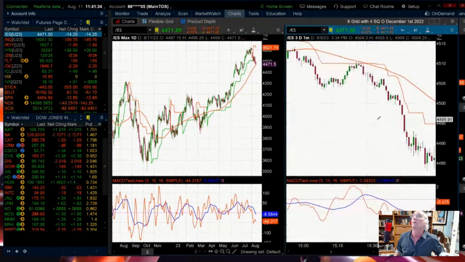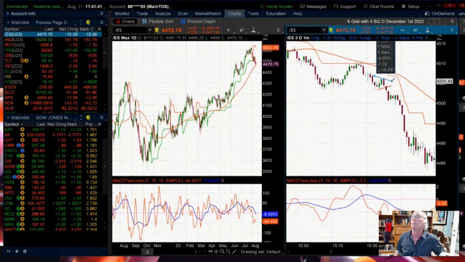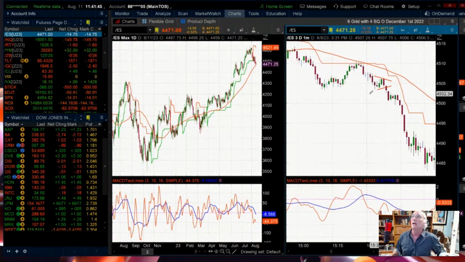There's a beautiful bear flag. There's one. And that one was better than that. I don't like those kind of candles. Now, this is a kind of thing that a lot of people miss.